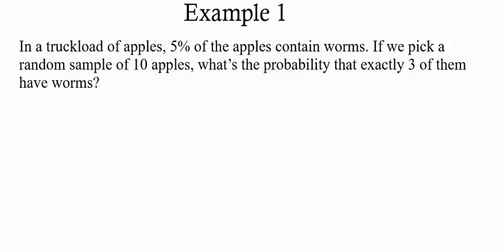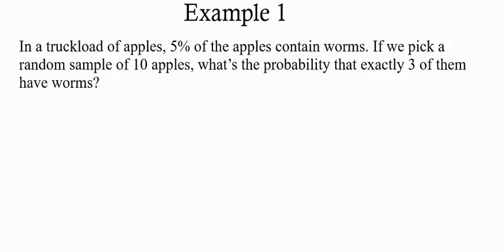All right, so here we're going to deal with 4 examples in all, but we're going to use the first 3 of them to help us with example 4. So example 1, we're going to deal with this part here. It says, in a truckload of apples, 5% of the apples contain worms. If we pick a random sample of 10 apples, what's the probability that exactly 3 of them have worms? So what's the probability of that?